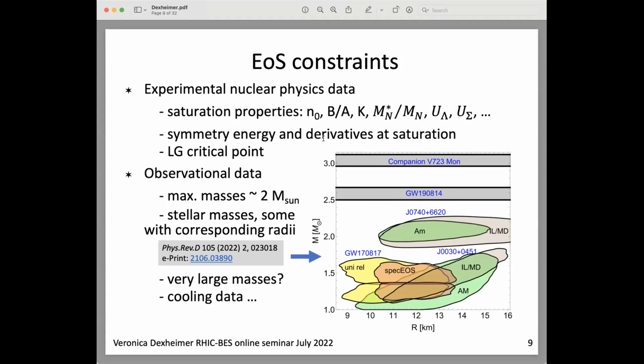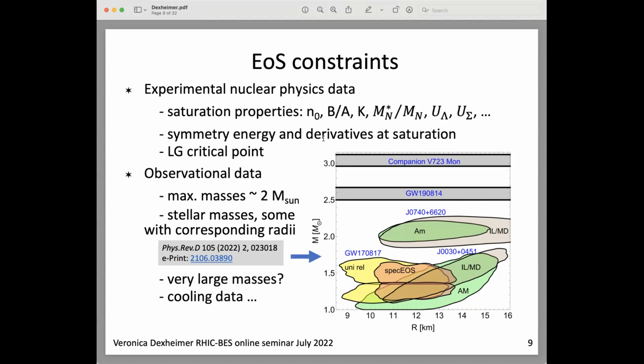The constraints that we have nowadays, the list is getting bigger, which is a great thing. We have the standard saturation properties for isospin symmetric matter, like saturation density itself and binding energy. And then you have the ones that have a much larger error, like the compressibility and effective mass. The potentials for the hyperons are actually very important for us to calibrate our models. Until very recently, we only had the lambda. Very recently, there was some ALICE data for the sigma, and this is very helpful in constraining the models.